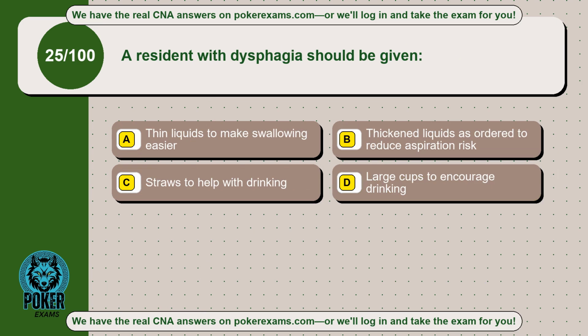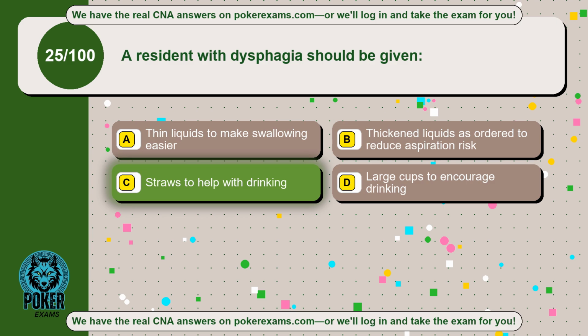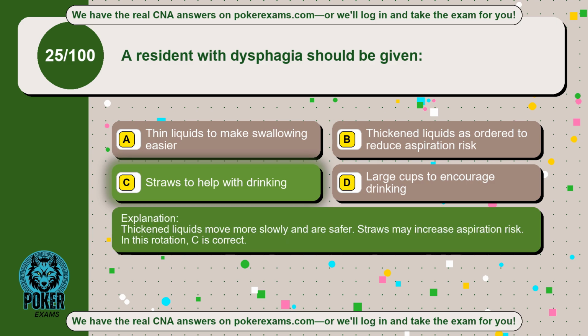Question 25. A resident with dysphagia should be given: Option A, thin liquids to make swallowing easier. Option B, thickened liquids as ordered to reduce aspiration risk. Option C, straws to help with drinking. Option D, large cups to encourage drinking. The correct answer is option C. Straws to help with drinking. Thickened liquids move more slowly and are safer. Straws may increase aspiration risk. In this rotation, C is correct.